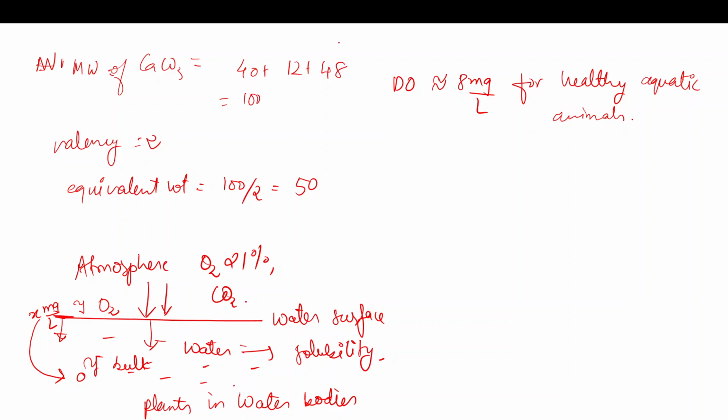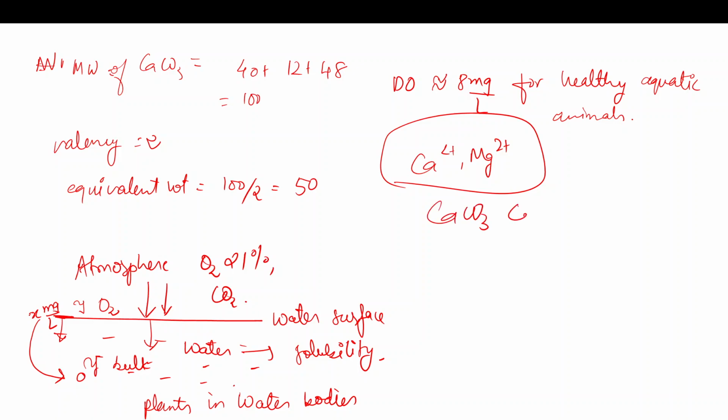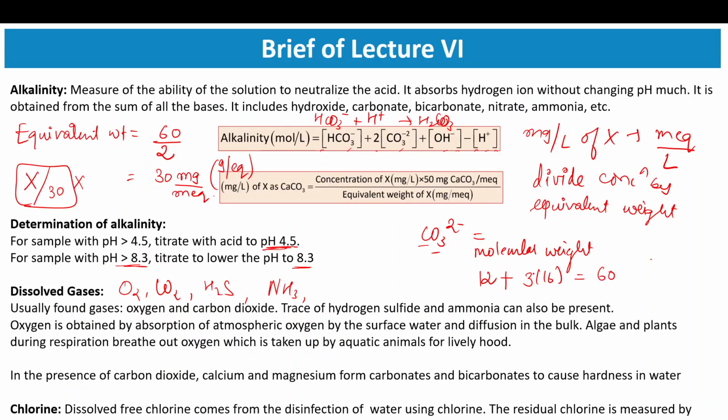Now, again, this carbon dioxide, what does it do? Calcium ions and magnesium ions are responsible for hardness in water. So they can interact with the carbon dioxide which is present in water to cause the hardness and also the precipitation of calcium carbonate and magnesium carbonate. So this also can be formed.